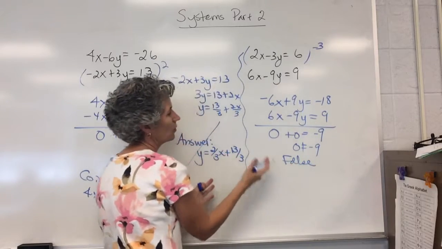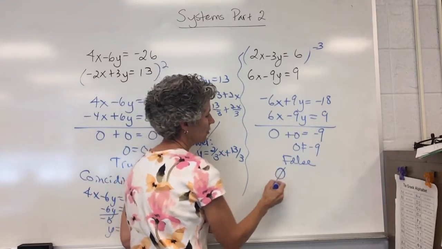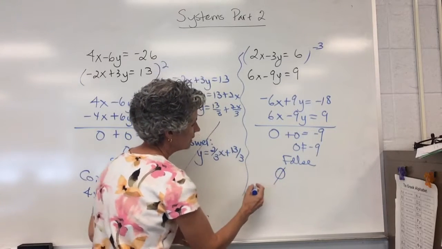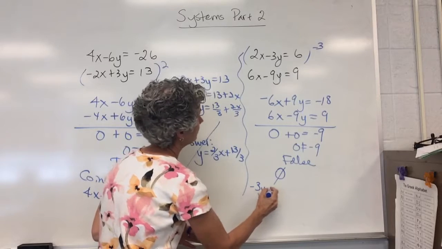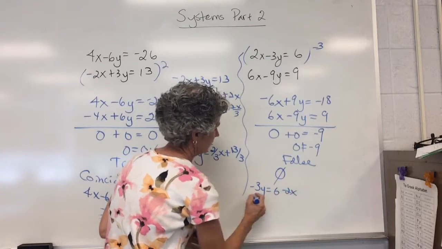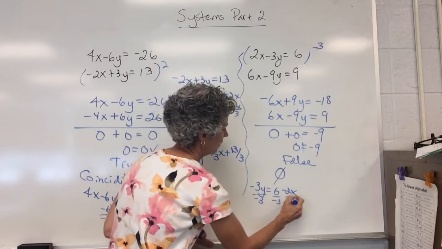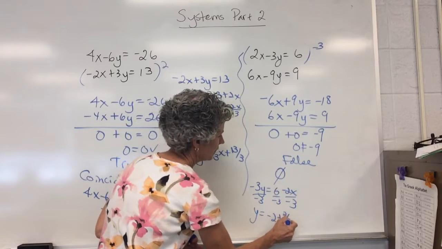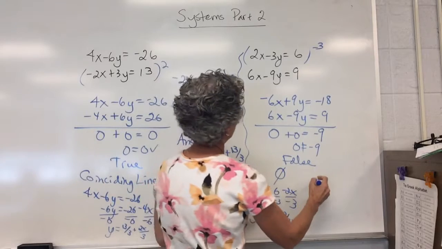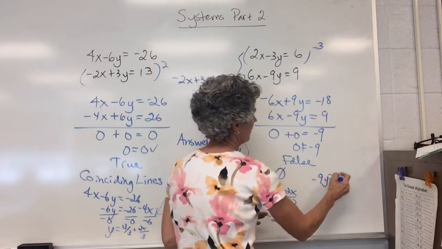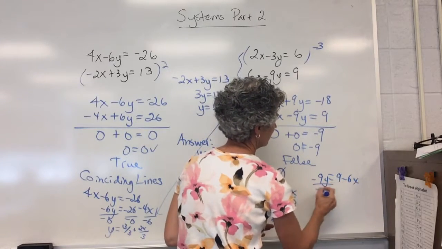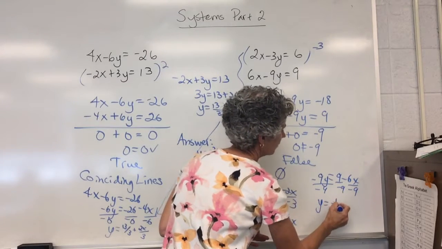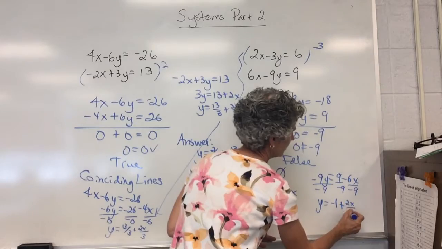Which means no x and y is ever going to make these true. That's empty set. You can write that. If you were to change each of these into slope-intercept form, again, I'm dividing by negative 3. I get y equals negative 2 plus 2/3 x. And the second one, negative 9y is 9 minus 6x. So we get y is negative 1 plus 2/3 x.